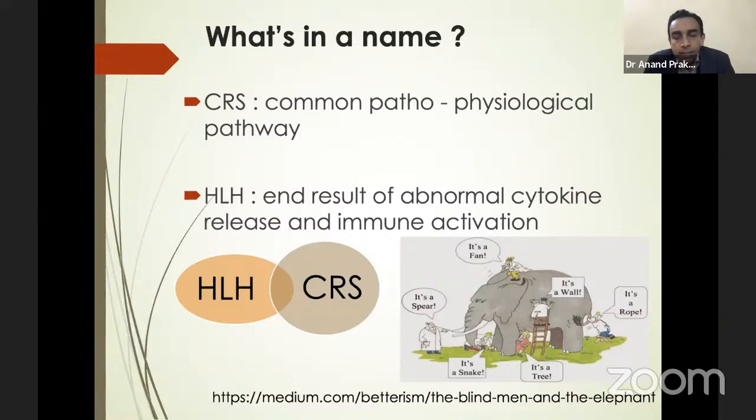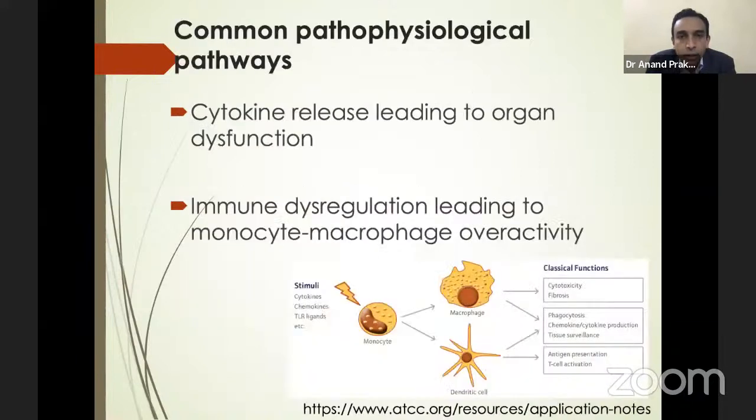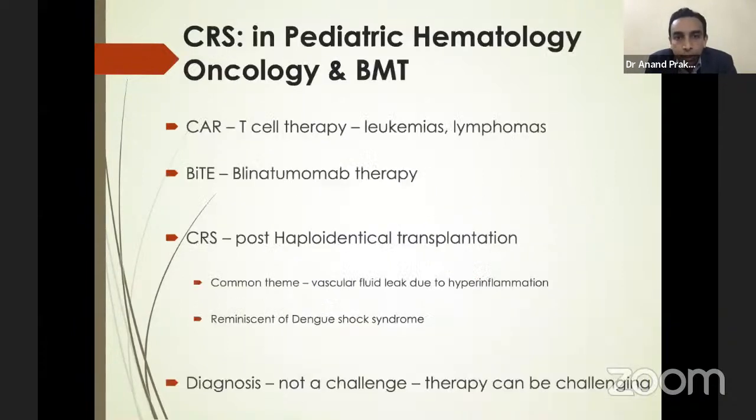So CRS is a common pathophysiological pathway, and the hemonc person looks at it from the end of the low blood counts, where already the inflammation has caused hemophagocytosis and low blood counts. And the poor monocytes and macrophages do what they know best. They do phagocytose in the setting of cytokine release. So the end result is what the poor hemonc doctor is faced with: a sick child with pancytopenia.